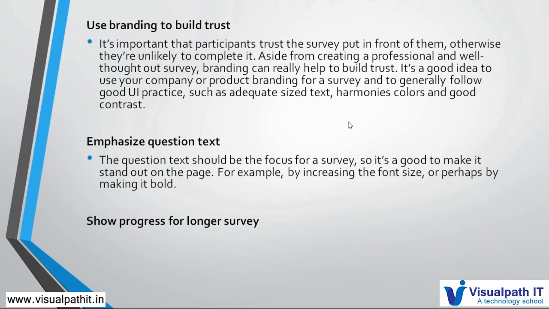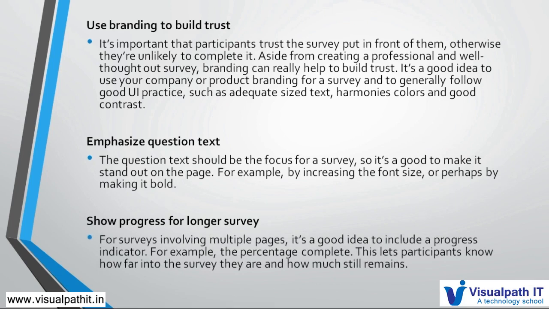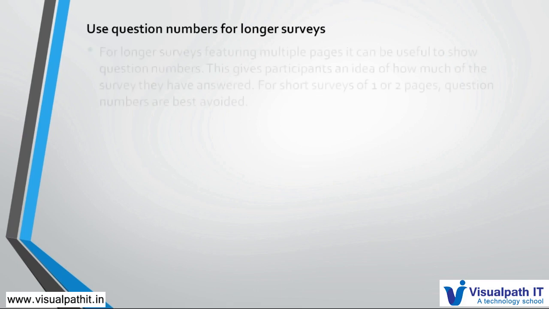Show progress for longer surveys. In longer surveys involving multiple pages, it's a good idea to include a progress indicator, for example the percentage complete. This lets participants know how far into the survey they are and how much time remains. Let's see next: use question numbers for longer surveys.